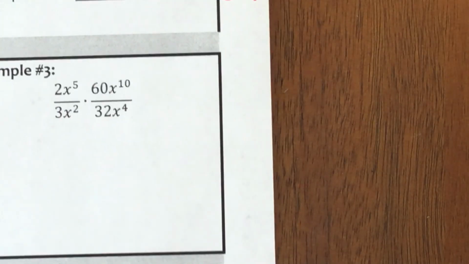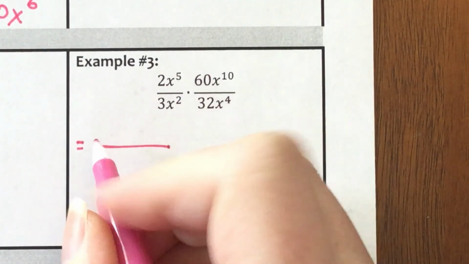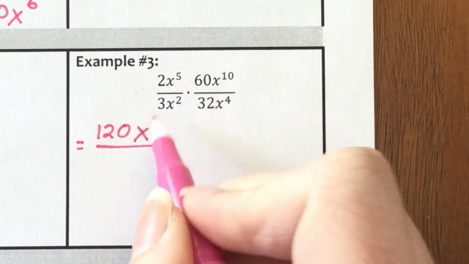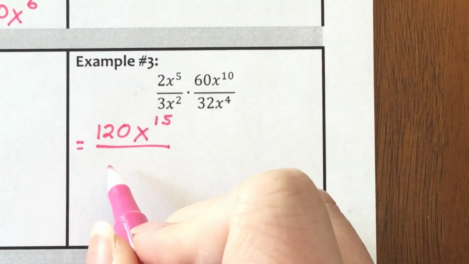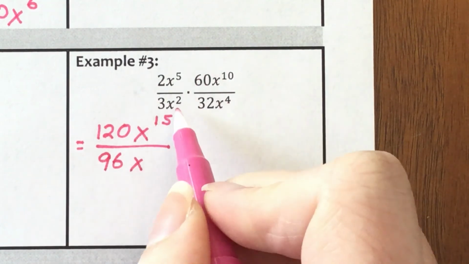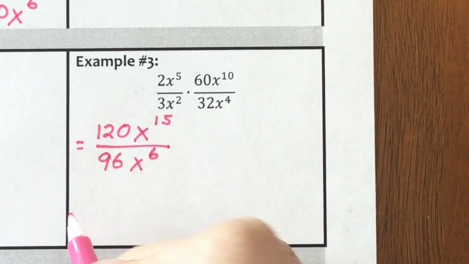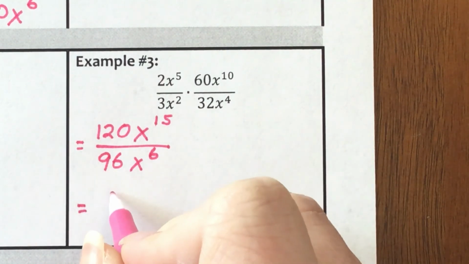Okay, number 3. Top times top, bottom times bottom. 2 times 60 is 120. X to the, add those exponents, 5 plus 10 is 15. On the bottom, 3 times 32, because those are the coefficients, multiply them together, is 96. X to the, add your exponents, 2 plus 4 is 6. And now that we're done multiplying, we divide or simplify. 120 divided by 96 reduces to 5 over 4.